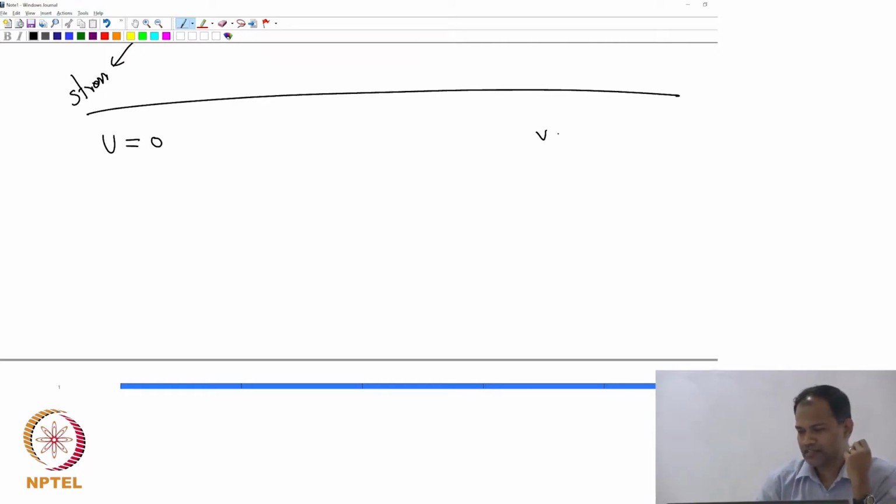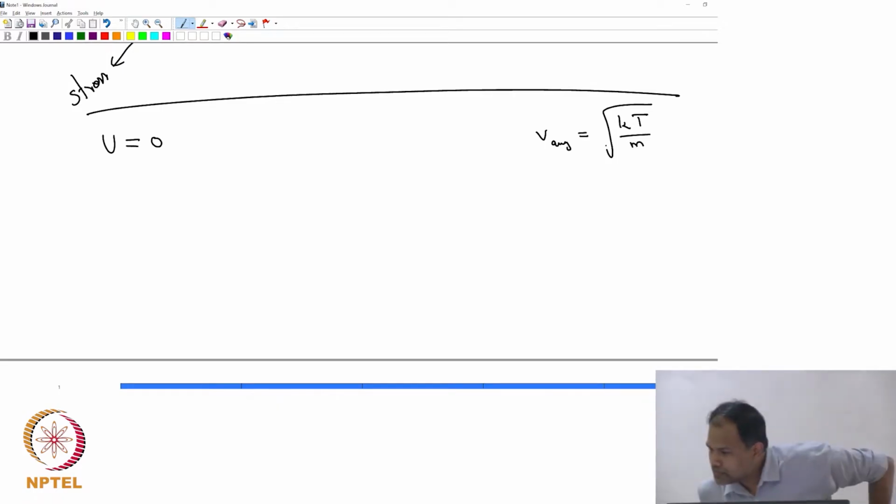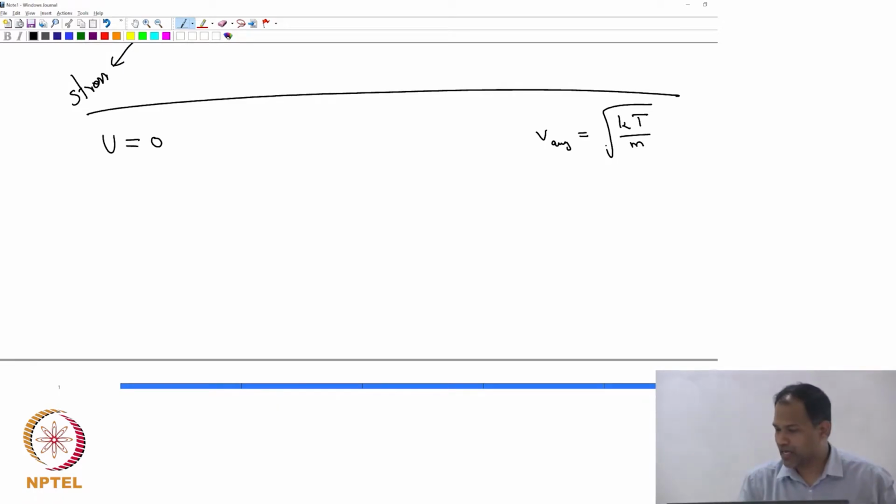What's that? Some square root of kT by m, is that right? Oh, you would have written it as RT, no? So, let us write it as 3RT divided by M, correct? So, that is the average. So, what is R?